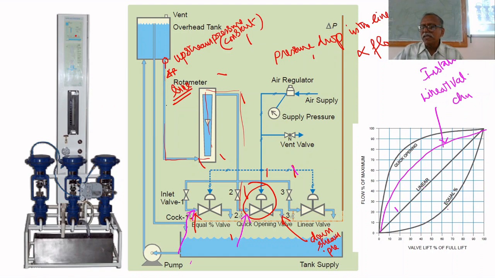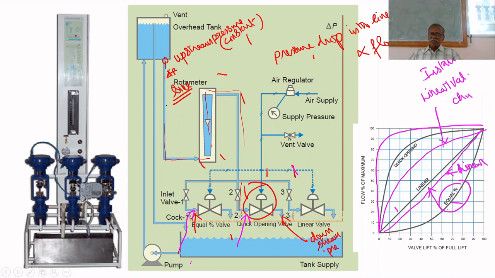Equal percentage becomes linear. Equal percentage moves upward, always it moves upward. That's why equal percentage becomes linear. Quick opening becomes more quick opening. So that's why in industries they will use equal percentage. They won't use linear valve. If they use linear valve, in installed condition it becomes quick opening. That is the reason why equal percentage valves are required.